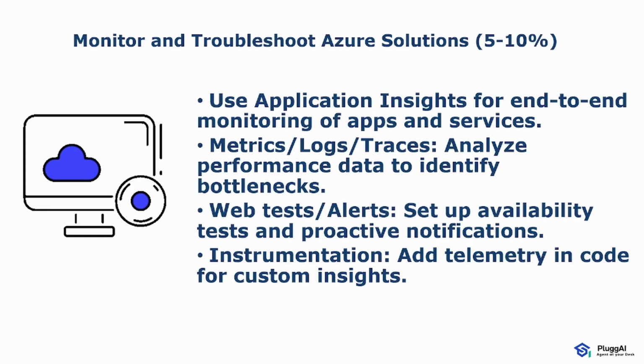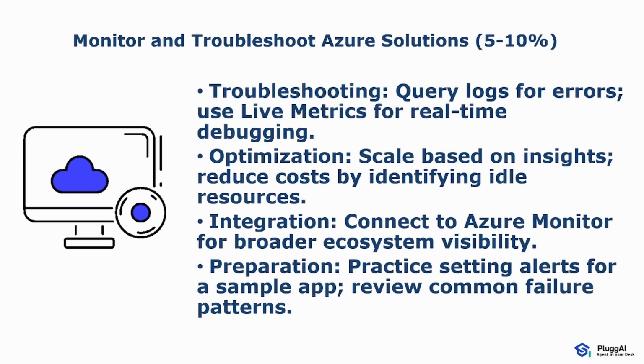Hands-on tip. Take any sample app, deploy to App Service, enable App Insights with one click, throw some traffic, use load test or just browse, then explore the portal. Set up a web test for your root URL, create an alert for 500 errors. Query logs: requests, where timestamp > ago(1h), summarize count by client_City. You'll feel like a detective.